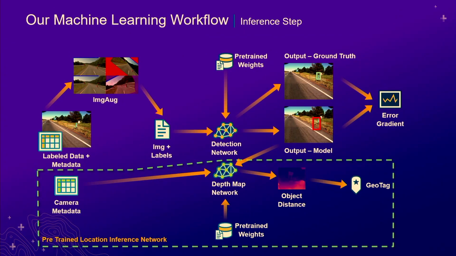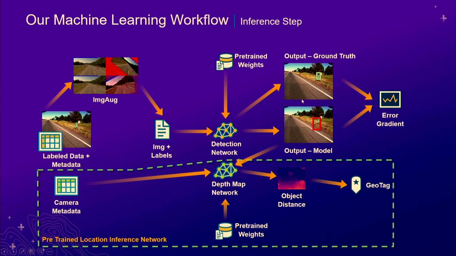So in terms of the machine learning workflow, this is quite complicated, but let me try and break it down for you. Just ignore the part at the bottom. This is associated with coming up with the geotags per image. But let's say you just have access to the raw labeled data and also the metadata, as well as the raw images. What you do first is perform some sort of image augmentation to synthetically boost the amount of images you have. Then these images and labels get fed into the detection network. And of course, if you have pre-trained weights for some of these networks, you can load them in and retrain that over your new data set.